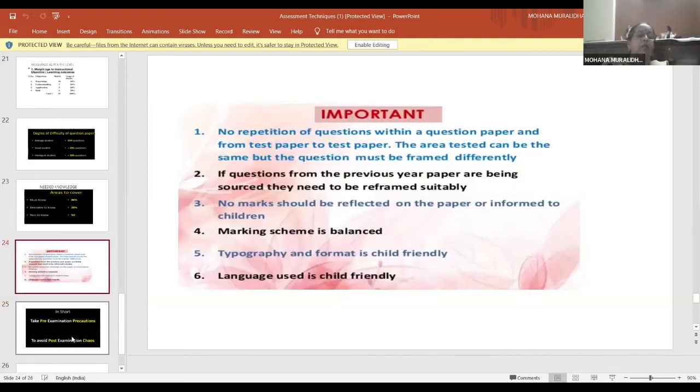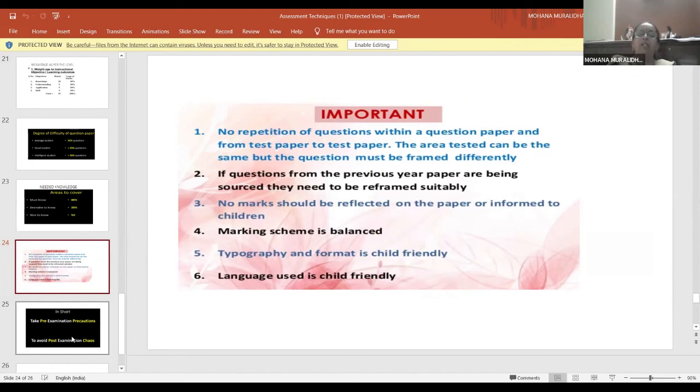So finally, I'm concluding by saying that there should be no repetition of questions within a question paper and from test paper to test paper. Let us not copy questions from one test paper to another. Let us frame the questions on our own. Copying from some other booklet is not fair. It is unfair. The areas tested can be the same, but the question must be framed differently. Next, if questions from previous year question papers are being sourced, they need to be reframed. That's what I told you. Copy it, reframe the question and put it suitably.